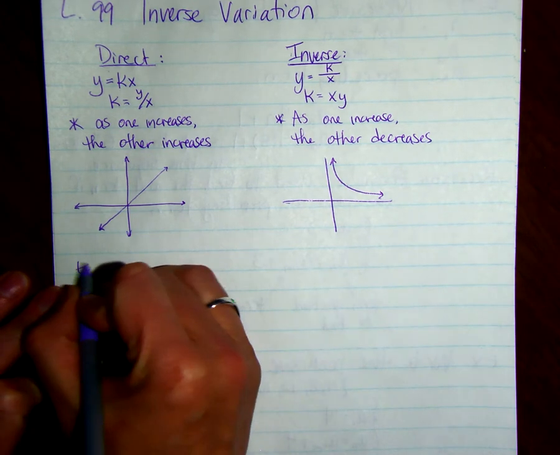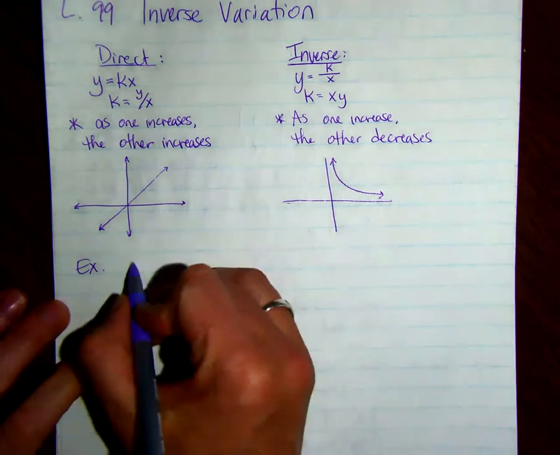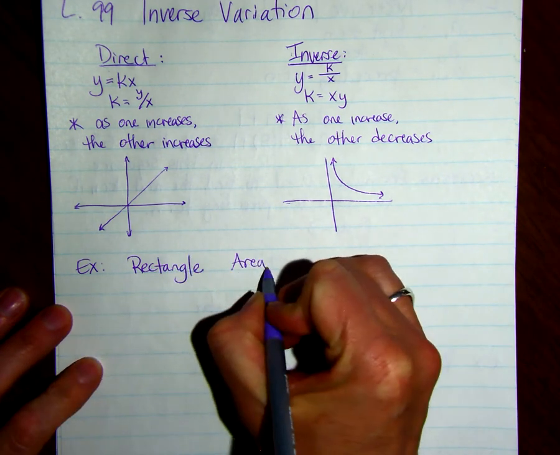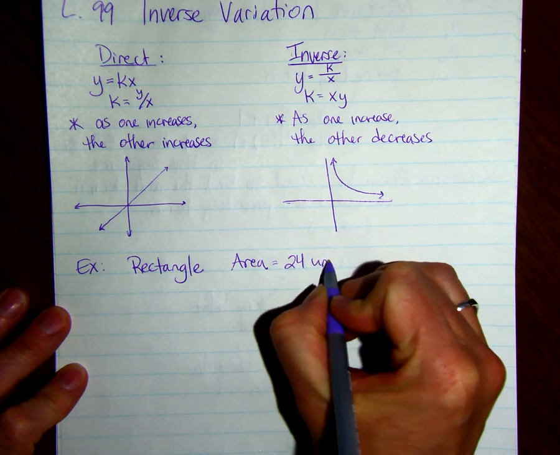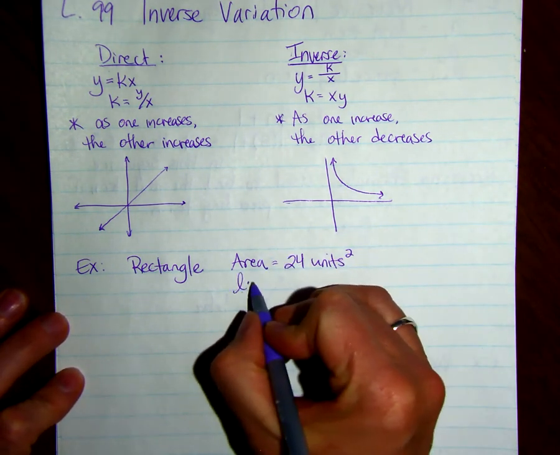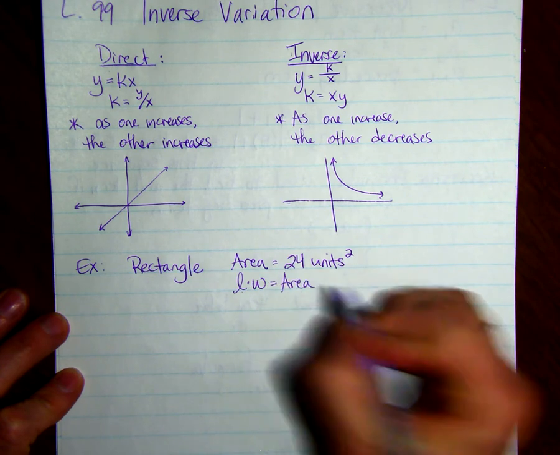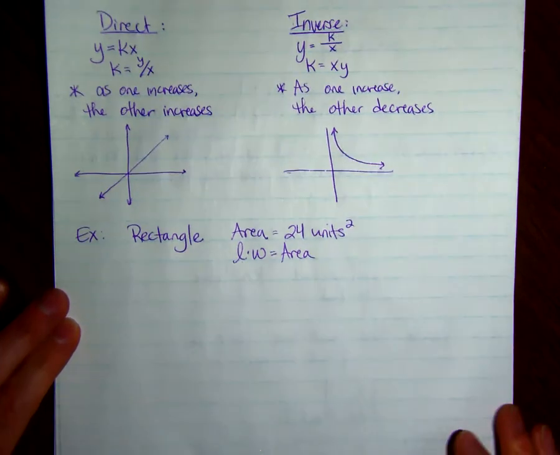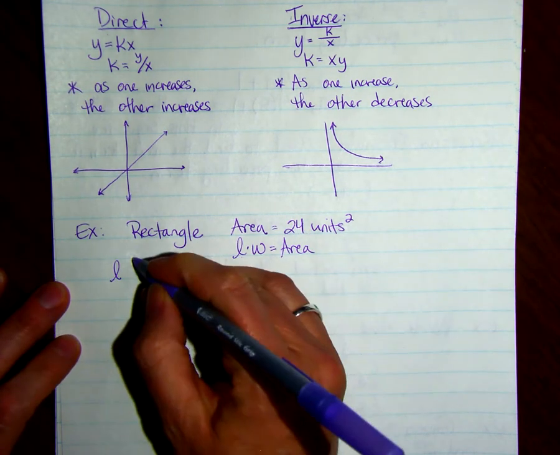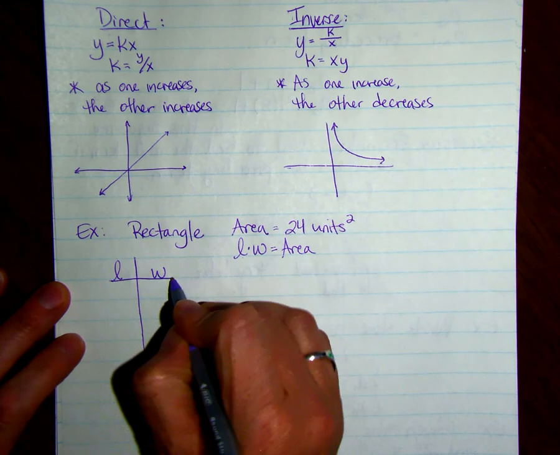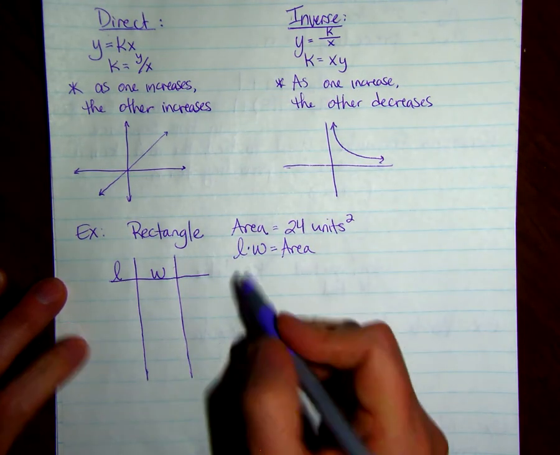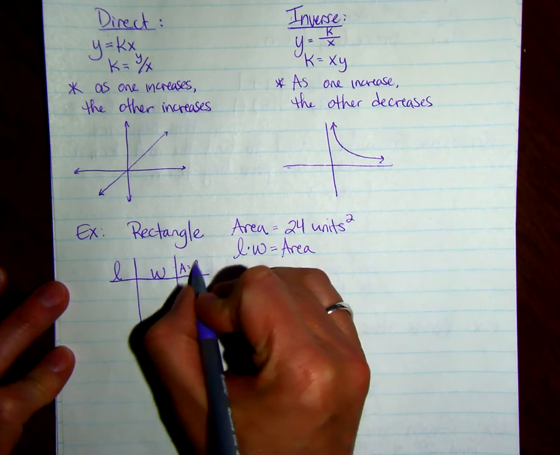An example would be if we look at a rectangle and its area. So we're going to say the area of a rectangle is 24 units squared. We know that length times width equals area. So if we were to do a table with length and width, and we want area to be length times width.